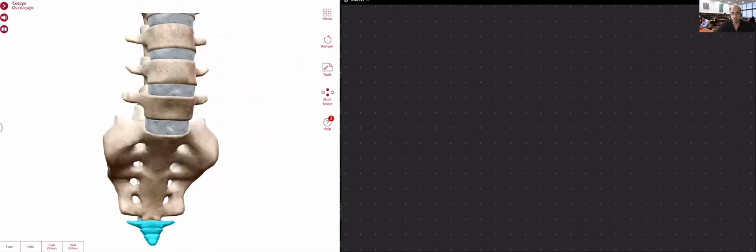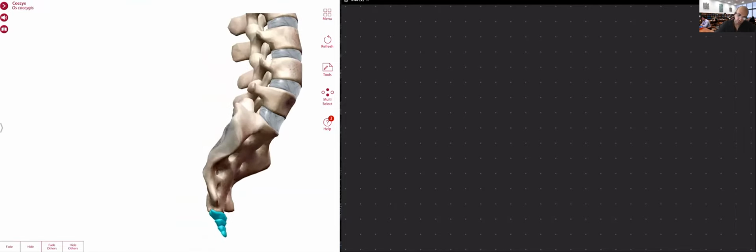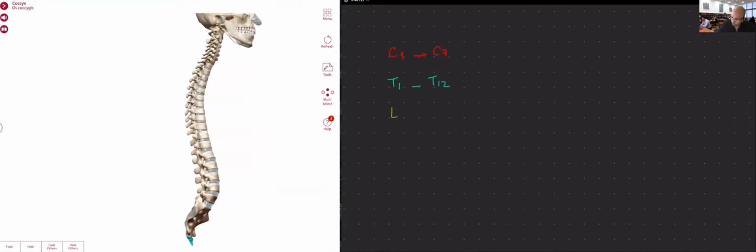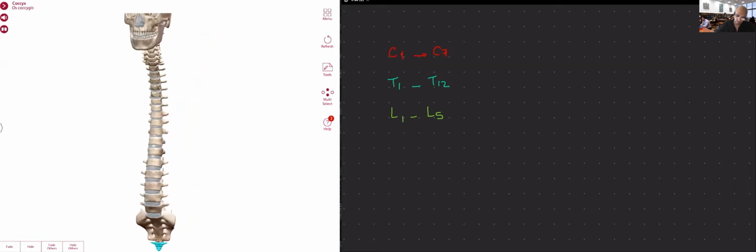tiny fused vertebrae. So again, what we're looking at in here is the vertebral column. We've got vertebrae in the cervical region. Those are my cervical vertebrae. They will go from C1 to C7. Next are the vertebrae located in the chest. Those are my thoracic vertebrae, and they will be from T1 to T12. And we've got the lumbar vertebrae that will go from L1 to L5. Then we have the sacrum and we have the coccyx. The sacrum is formed by 5 fused vertebrae, compared to the coccyx, which is just 4 tiny vertebrae fused together.